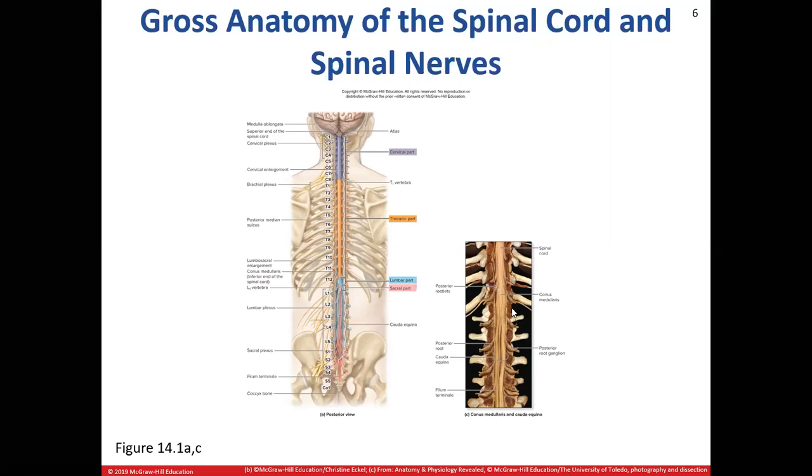Here you'll see the conus medullaris as it starts to taper off. And down here you'll see the cauda equina, where this is basically all nerve roots. And you see the same thing on this graphic. It tapers off kind of into a point, right where my pointer is. And then you'll see all these nerve roots and nerves coming off that help make up that horse's tail.